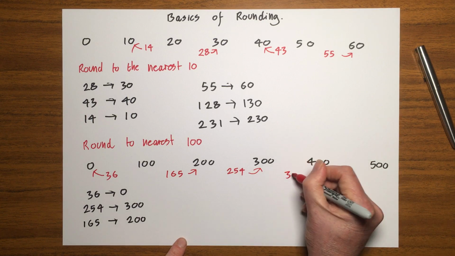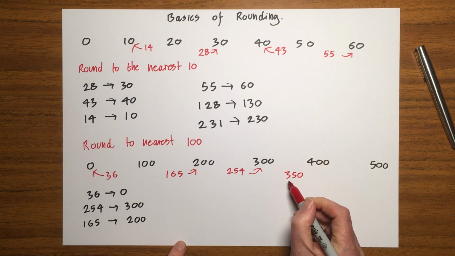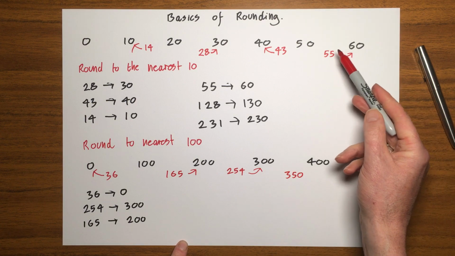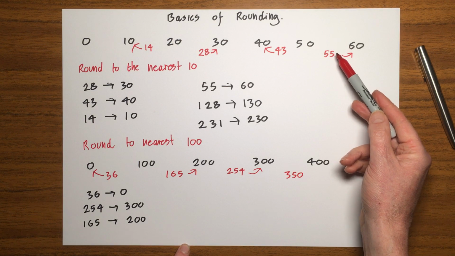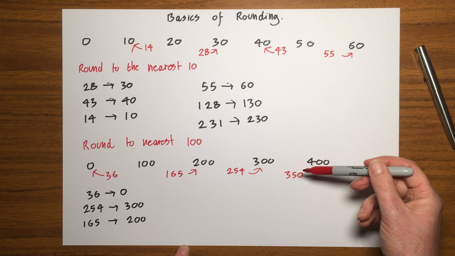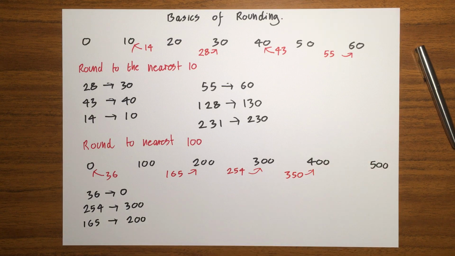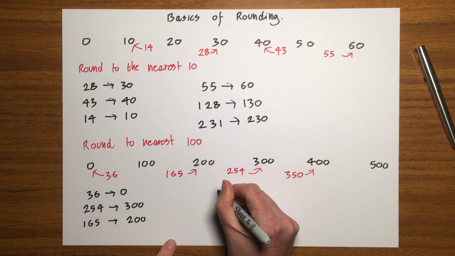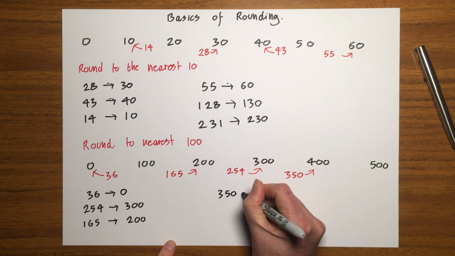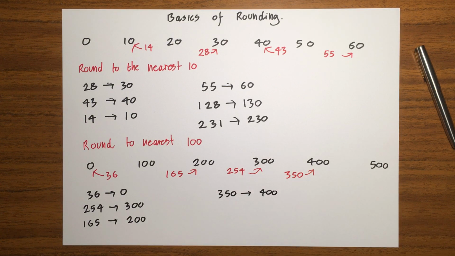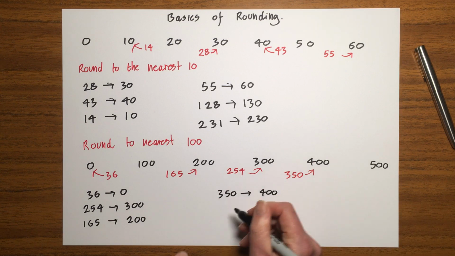Now what if we're exactly halfway in the middle? What about if I'm here at 350? Am I going to go up to 400 or down to 300? Well, exactly the same as when I went in the nearest 10. If it's a 5, or in this case a 50, I will always go up. So 350 goes up to 400.